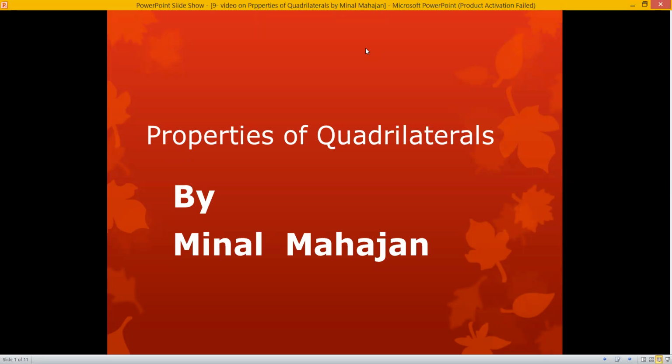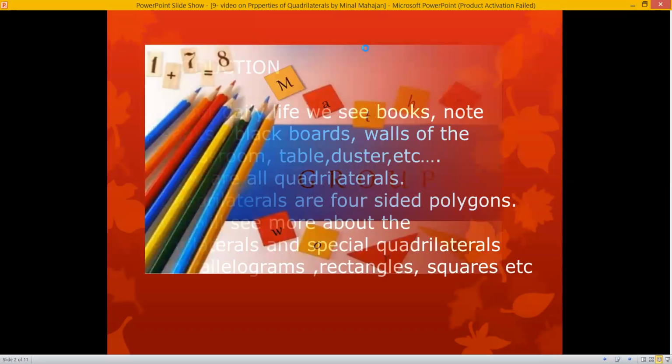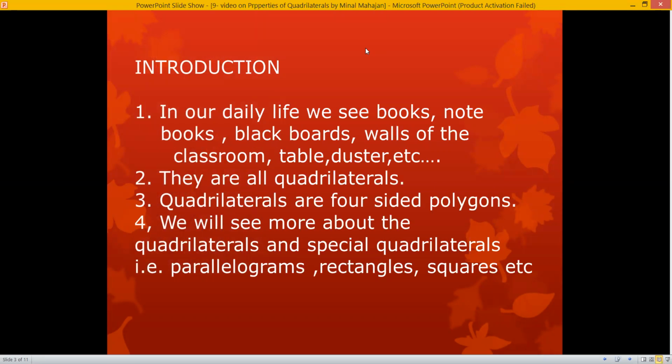Today I will be teaching you some basic properties of quadrilaterals. These are not new for you children. In the earlier classes, we have already seen the properties of quadrilaterals. In our daily life, we see books, notebooks, blackboards, walls of the classrooms, tables, dusters, etc. They are all quadrilaterals. Quadrilaterals are four-sided polygons. We will see more about the quadrilaterals and special quadrilaterals, that is parallelogram, rectangle, square, etc.